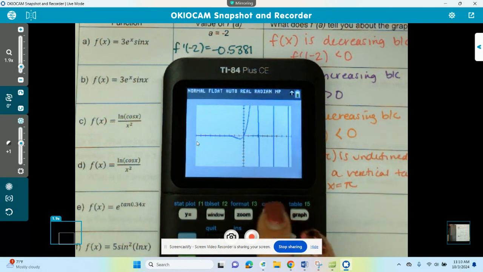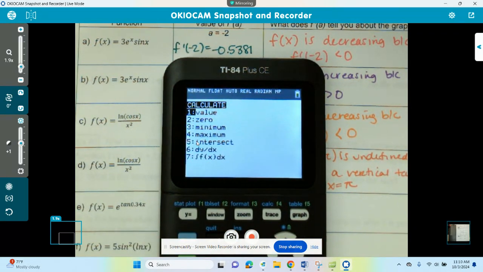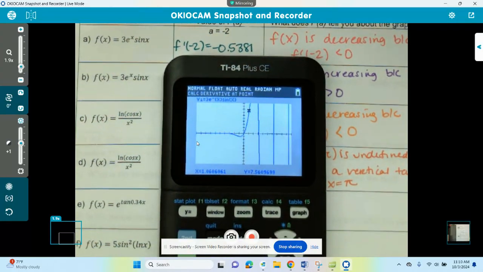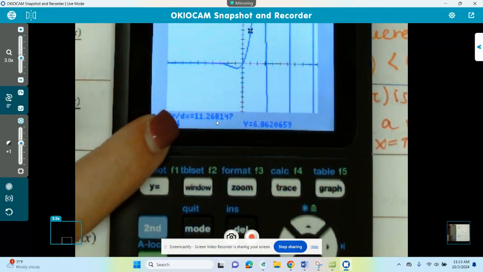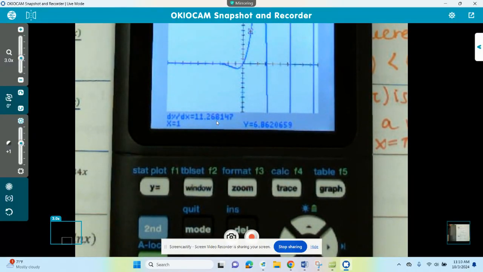Then hit second calc, and we want to find the dy dx. So number 6 for us. Then whatever number you're looking for. On letter A, we were looking for -2, so I type in -2 and hit enter. Right there at the top, you see the same number, -0.538138. If I typed in second trace 6 of 1, there's that same value. So either way will work. It just depends on which way you choose to do it.